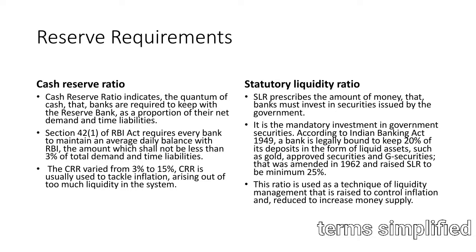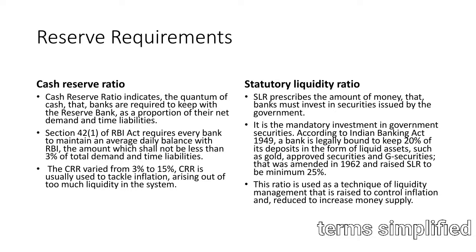Section 42, subsection 1 of the RBI Act requires every bank to maintain an average daily balance with RBI, the amount of which shall not be less than 3% of total demand and time liabilities. The CRR varied from 3% to 15%. CRR is usually used to tackle inflation arising out of too much liquidity in the system.